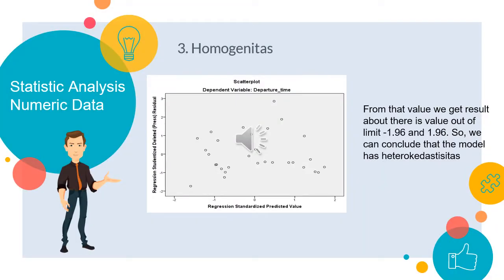Now we are going to the homogeneous test. From our result, we get the value out of limit, which is minus 1.96 and 1.96. So we can conclude that our model has heteroscedasticity.